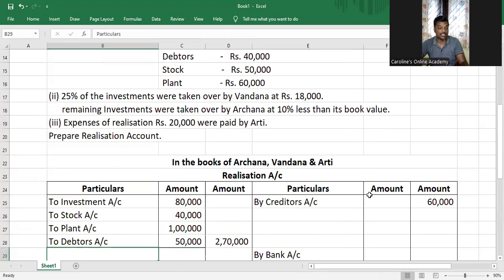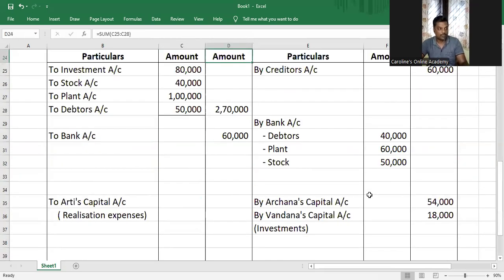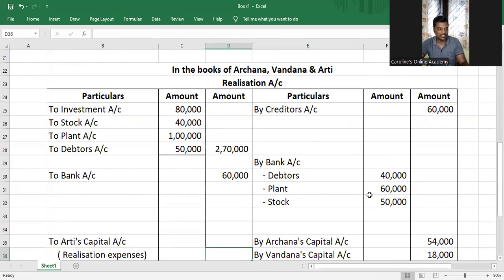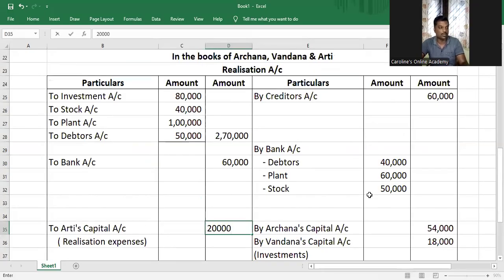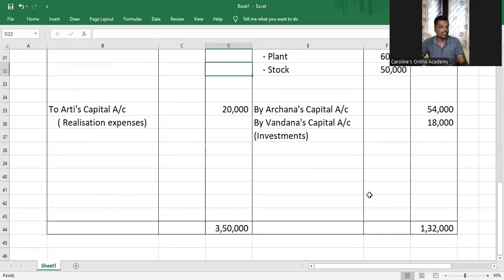Whenever the firm bears the realization expense, it is an expense for the firm, and if it is paid by a partner, the partner has to be made good for the expense paid by her for the firm, and therefore realization account will be debited, and the liability towards a partner is increasing, and therefore partner's capital account will be credited. And when you write it in the realization account, you'll write to RP's capital and within brackets write realization expense, for the purpose of showing that this particular debit is for realization account. So that 20,000 is accounted. Now with this we have accounted for everything in the question.